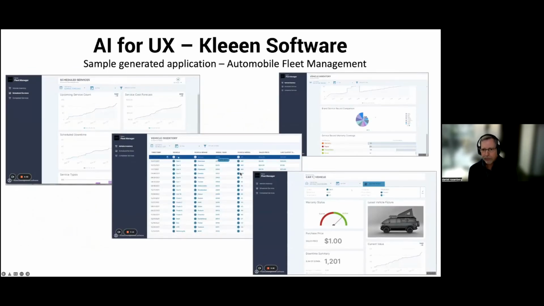Now, sounds a little bit crazy. This is a sample generated application for managing an automotive fleet. No human being designed these screens. There were no sketches. There were no prototypes. There was no graphic designer, right?